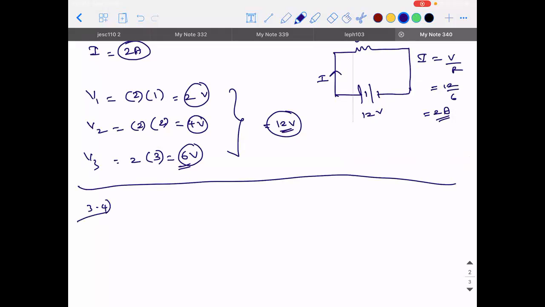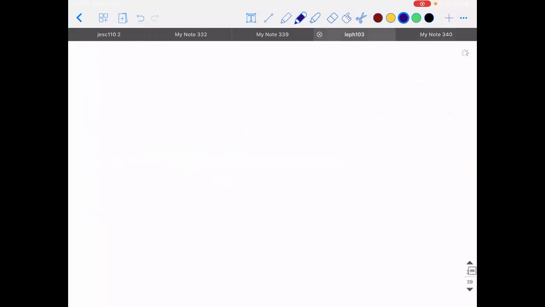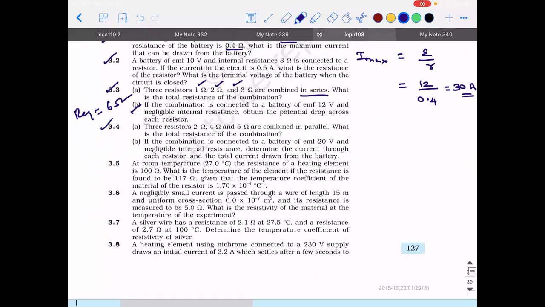Next, 3.4. There are three resistors of resistance 2 ohm, 4 ohm, and 5 ohm that are connected in parallel. What is the total resistance of the combination? Guys, I'll give you 1 minute time. Find out and tell me what is the answer.